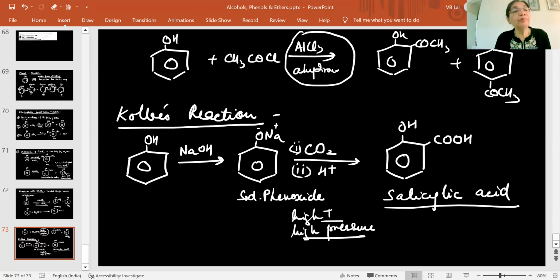What is the electrophile you should remember for Kolbe's reaction? The electrophile in Kolbe's reaction is carbon dioxide, although it is a neutral electrophile. Why does it act as an electrophile? Because carbon is attached to two oxygen atoms like this. This oxygen is pulling electrons, this is also pulling towards itself. So you can assume carbon is for some time electron deficient, so it can act as an electrophile.